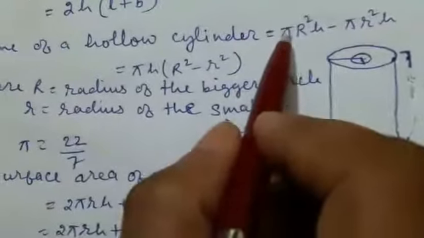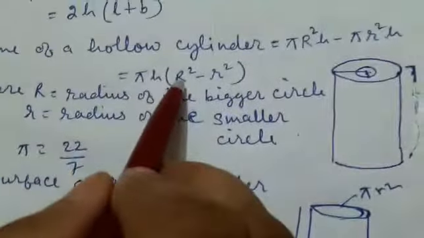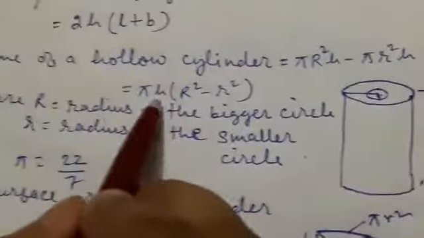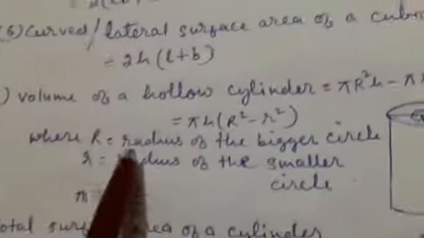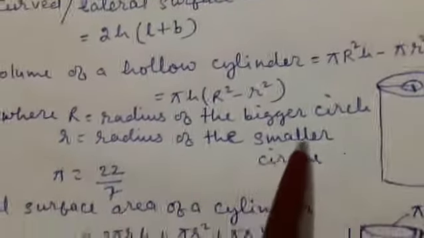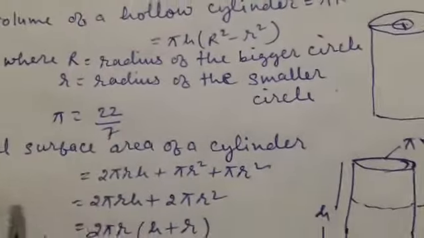So here we will take pi H common, so inside the bracket capital R square minus small r square. This will be our formula, where capital R is the radius of the bigger circle and small r is the radius of the smaller circle, and pi is equal to 22 by 7.